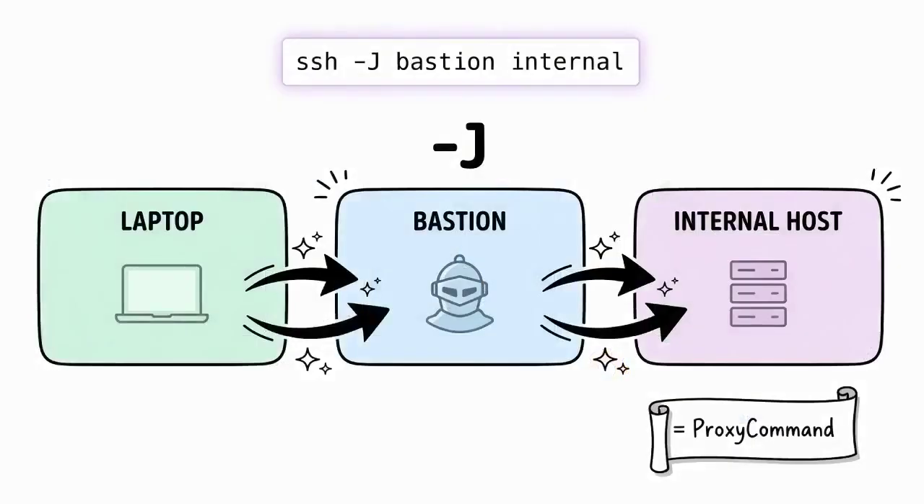OpenSSH 7.3 introduced a far simpler option, ProxyJump, invoked with the -J flag. The command ssh -J bastion internal does the same job in one line. OpenSSH transparently wraps ProxyCommand under the hood. You write less, read more, and stop worrying about placeholder syntax.